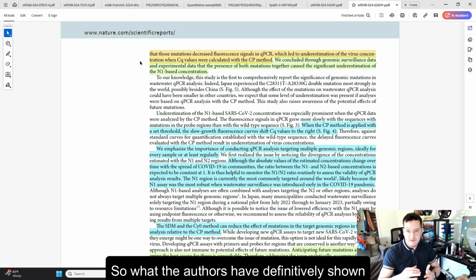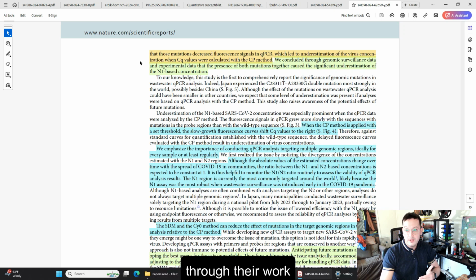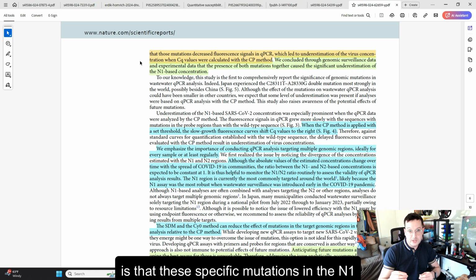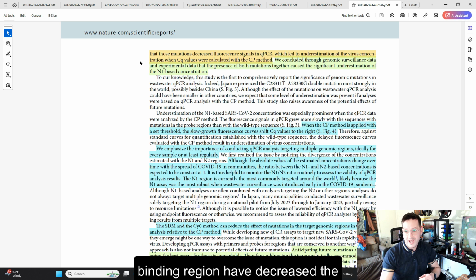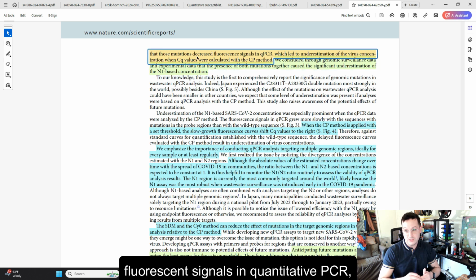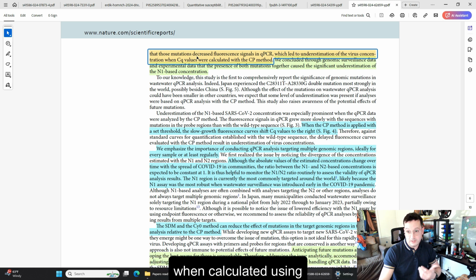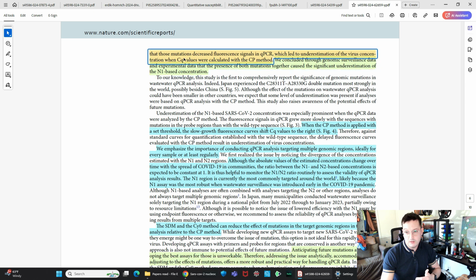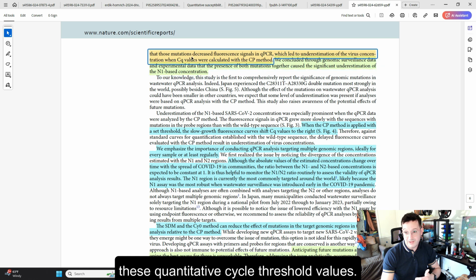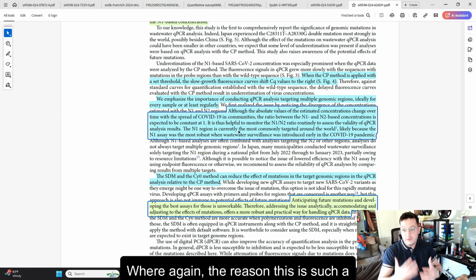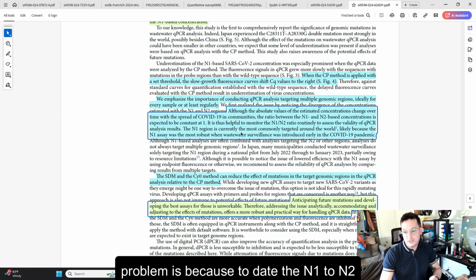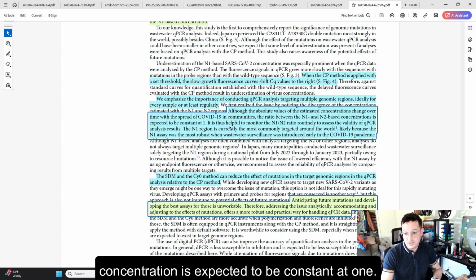So what the authors have definitively shown through their work is that these specific mutations in the N1 binding region have decreased the fluorescent signals in quantitative PCR, which leads to underestimation of the virus concentration when calculated using these quantitative cycle threshold values. Again, the reason this is such a problem is because to date, the N1 to N2 concentration is expected to be constant at 1.